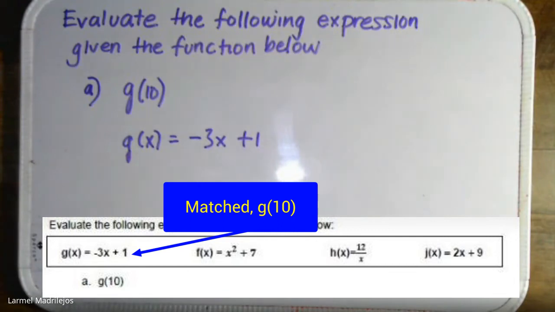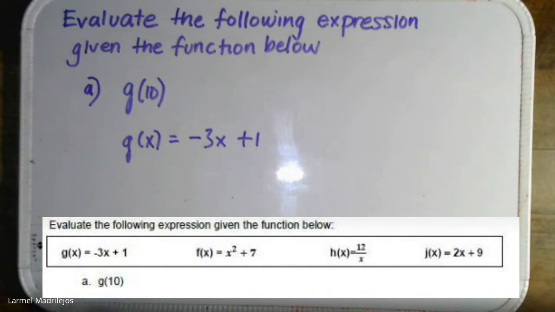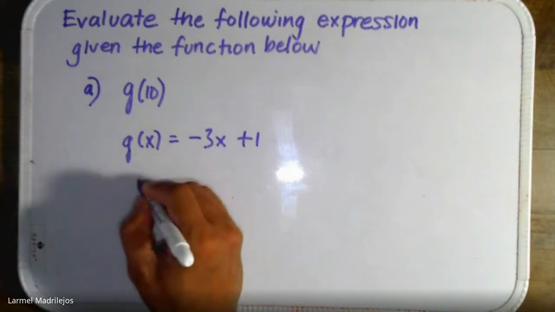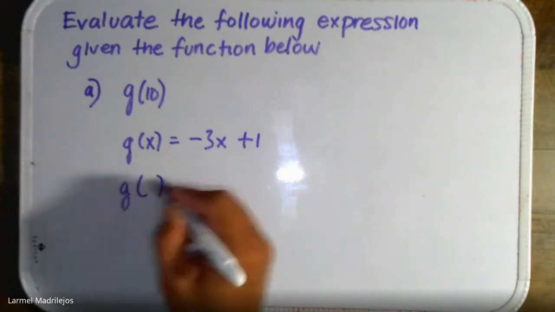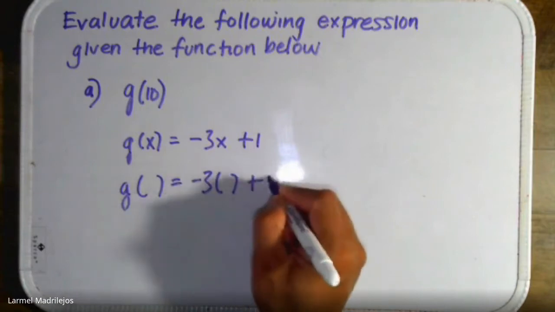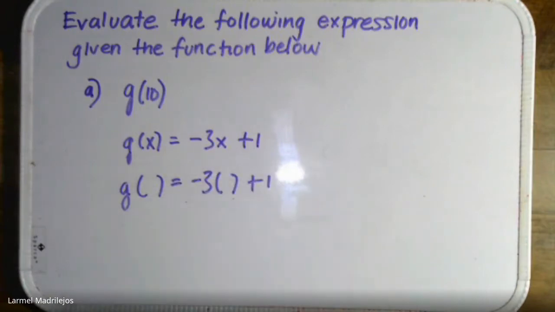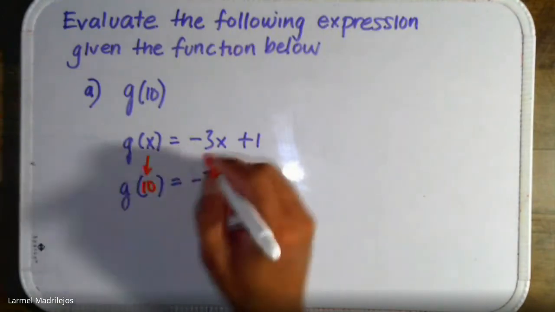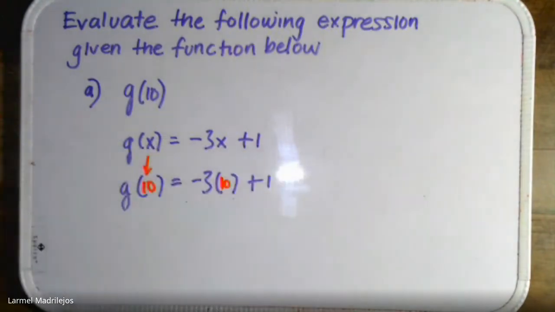This is the same as what we've been doing in the past days. So I'm going to substitute 10 on every value of x. Let me write it here. I'm going to write 10, that's the value, and 10 here. That's the value of x. Now let's evaluate.